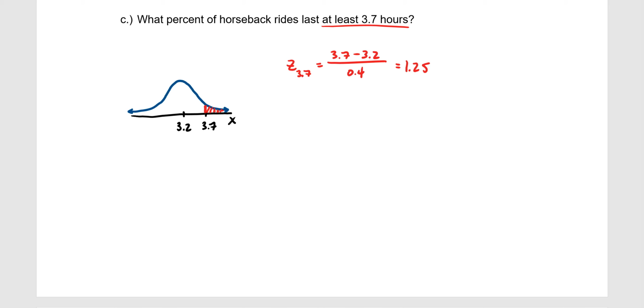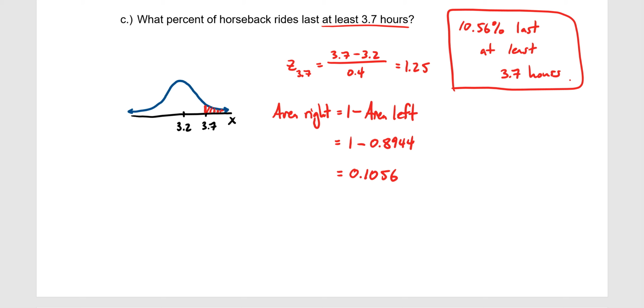1.25. So we want the area to the right, which we know is 1 minus the area to the left. So it's going to be 1 minus the area to the left of 1.25. And that's going to be 1 minus, looking this up in the table, 0.8944. So 1 minus 0.8944 is going to be 0.1056. And as a percentage, that means 10.56% last at least 3.7 hours.